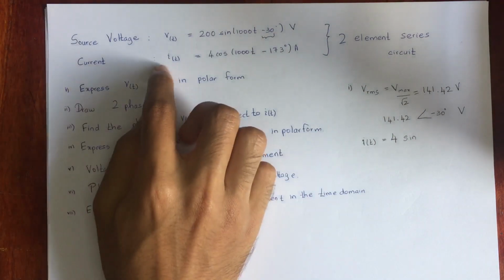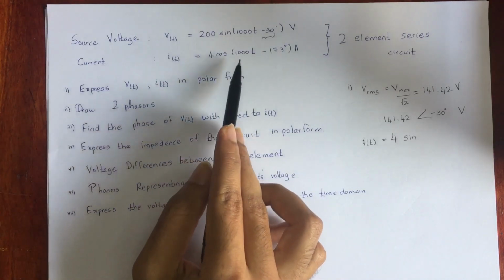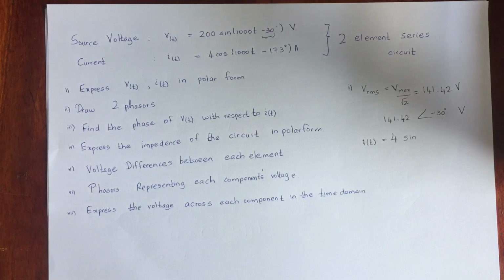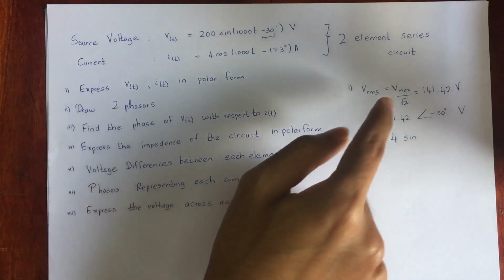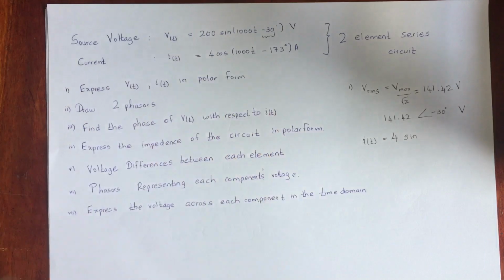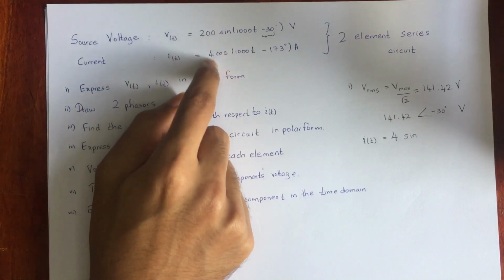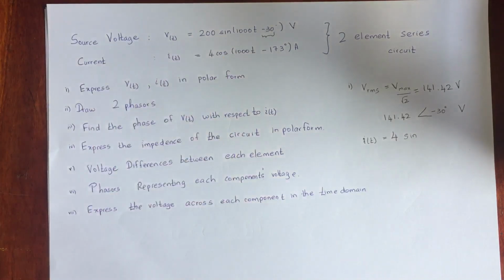Next we need to consider the current, which is I equal to 4 cos(1000t minus 173). The question here is whether we can use this part directly. Yes, we can. The IRMS is going to be I max, this value, over root 2. However, there is a simple difference here: this one is given in cosine.